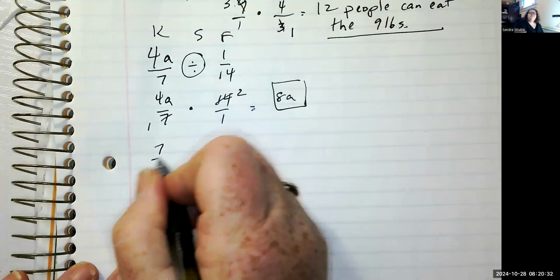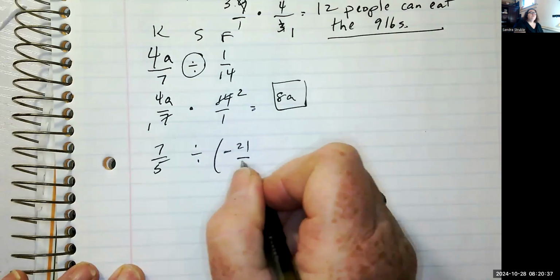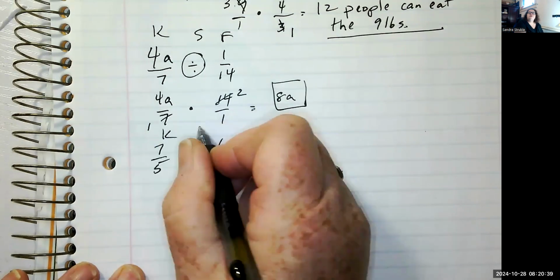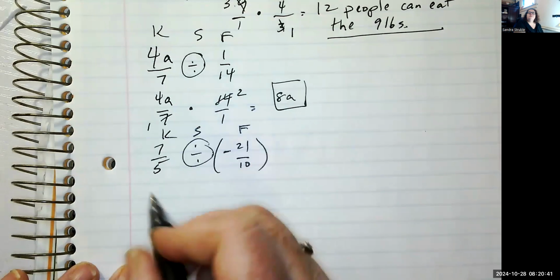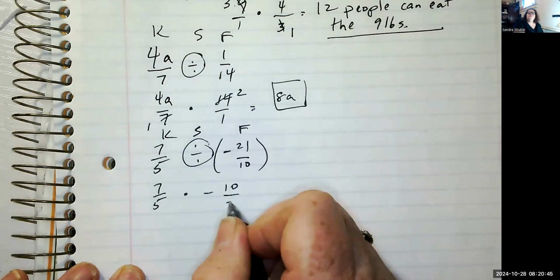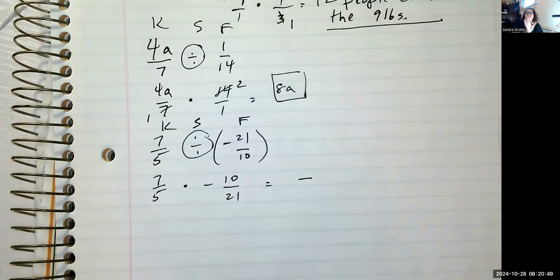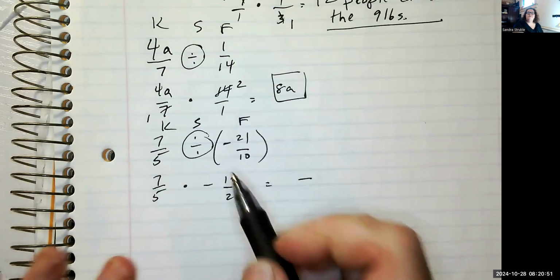7/5 divided by -21 over 10. Keep, switch, flip, because it's division. 7/5 times -10 over 21. My answer is going to be a negative. Positive times a negative is a negative. Boom. I'm done with that. I don't have to think about my signs anymore.